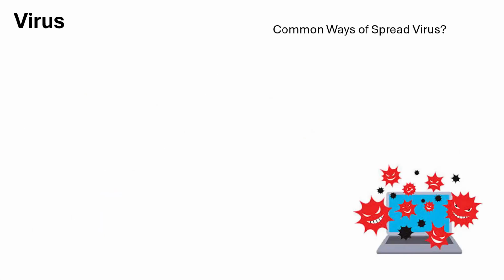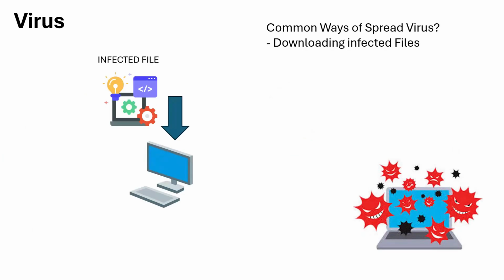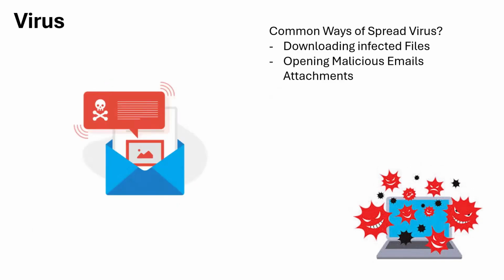Now let's talk about the ways by which a computer virus can spread. Generally, a computer virus comes into your system by downloading an infected file from the internet. Nowadays, people are downloading software or files from the internet, especially gamers. It is also possible that a virus comes into your system by email, when you download the attachment coming from the email.